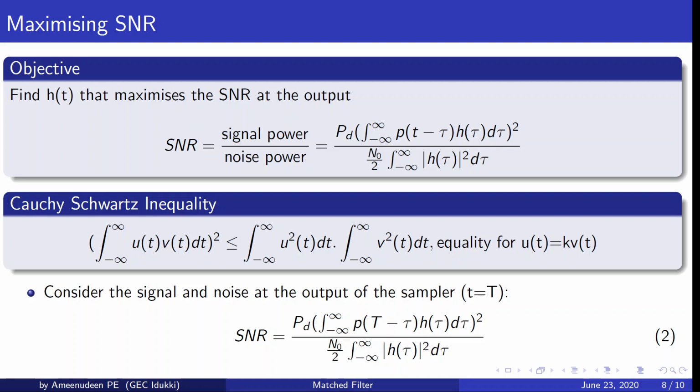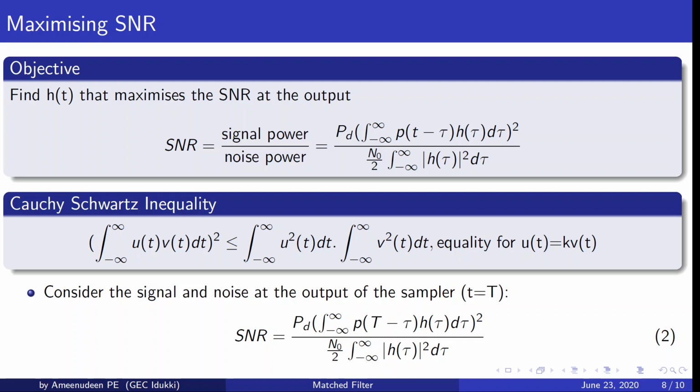So we are separating the integral and taking the sum, so that will be always greater, and this is equal when u of t is equal to k into v of t, which is obvious. And also you should note that this u of t and v of t should be energy signals, or it should be finite signals, it should be finitely integrable. Okay, so this Cauchy-Schwarz inequality is valid only for that.